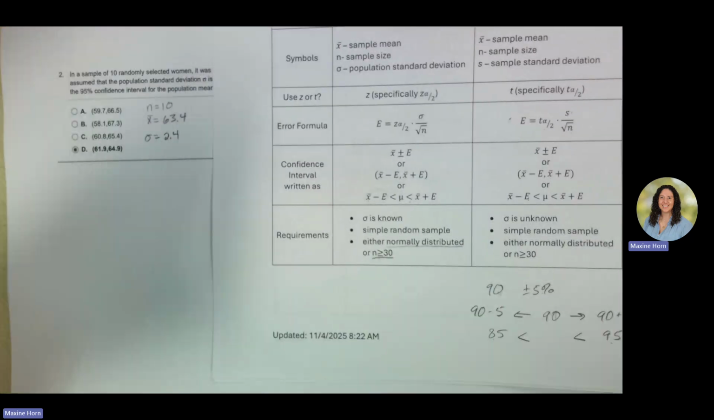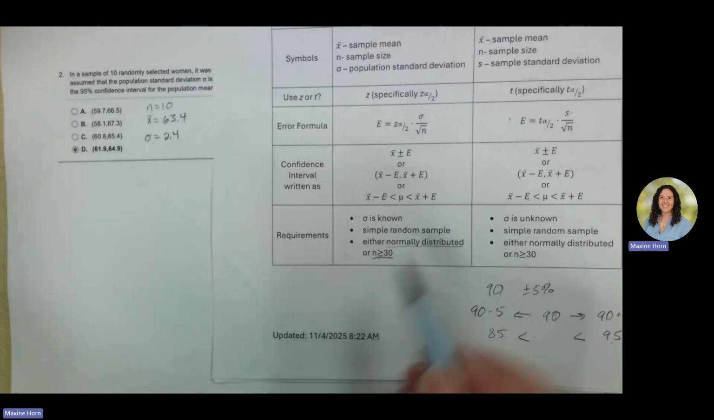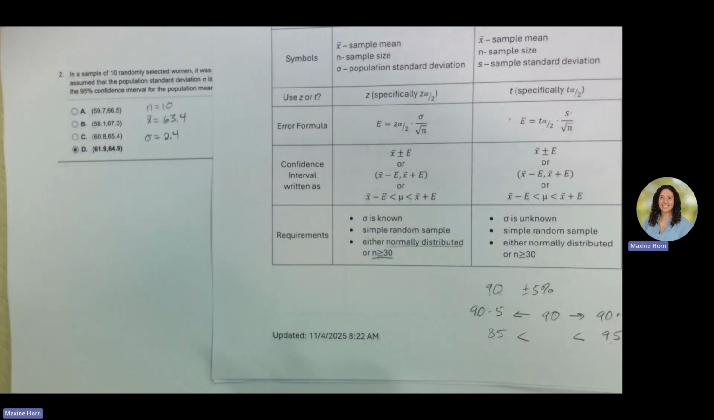In the real world, if you don't have one of those things, then you just can't calculate it. You're not able to draw any meaningful conclusions because this doesn't apply if it doesn't meet one of those requirements.